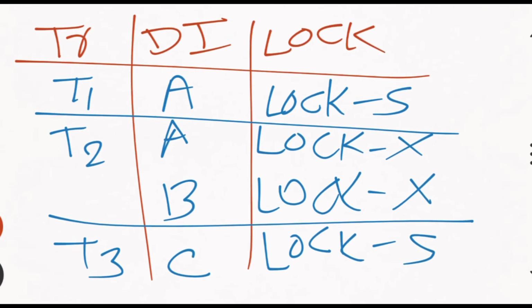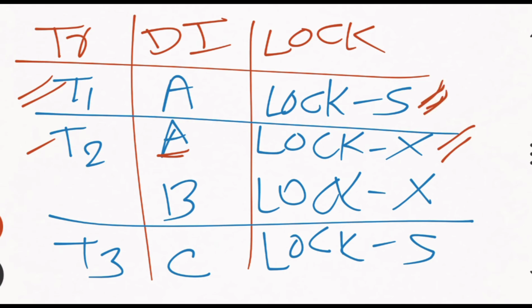Now you can see here, this transaction T1 is holding the data item A in a shared lock, right? And this transaction T2 wants the same data item A but in an exclusive lock. So is it possible to give an exclusive lock once the data item is held in a shared lock?